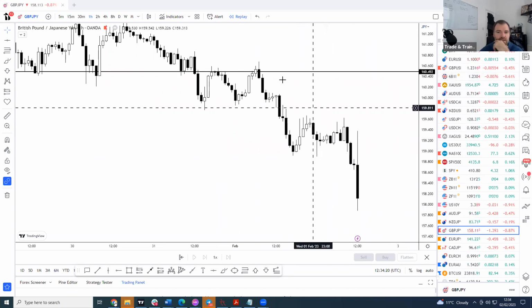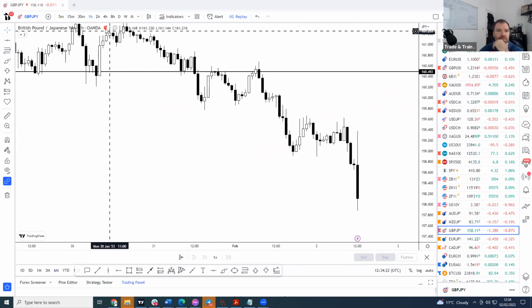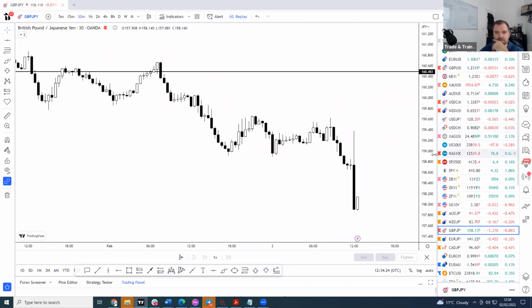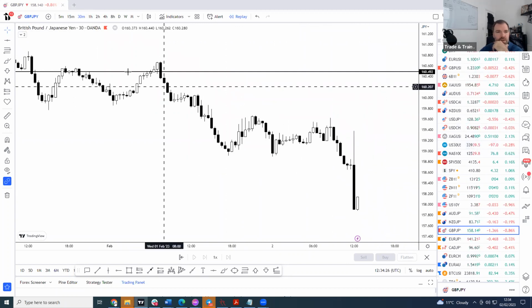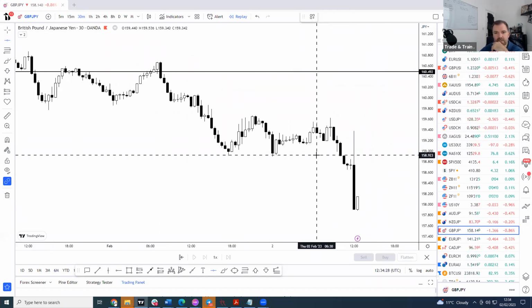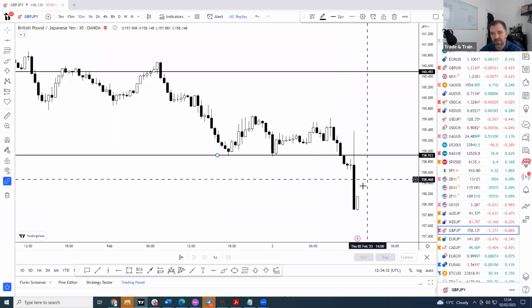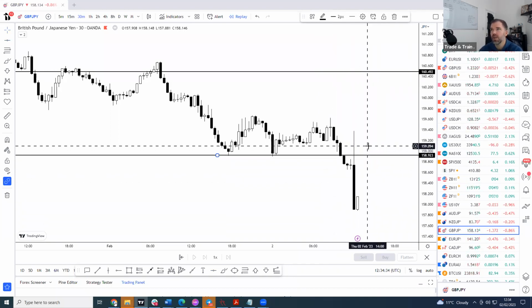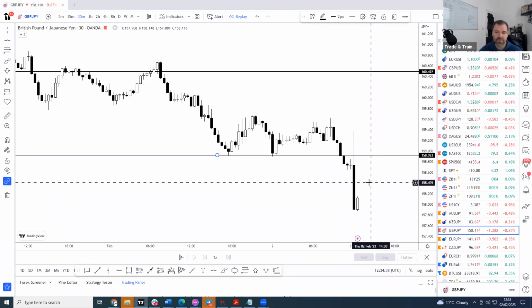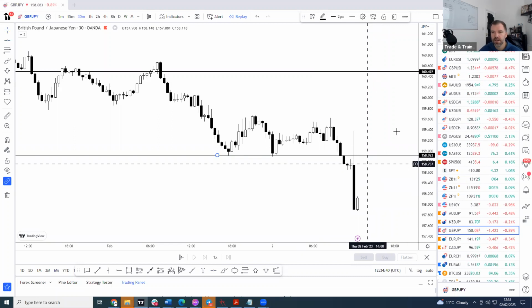All you're going to look for in pound yen now is shorts. So you want to see price rotate back up into this area. You want to see if it can rotate back up into there. If not, you're going to have to see it forms resistance on the lower time frame, and then you wait for the next market move lower.